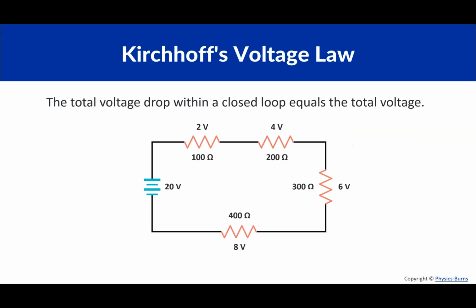All right, moving on. Now we're talking about Kirchhoff's voltage law. We've also learned about this, but the total voltage drop within a closed loop equals the total voltage. So if this is 20 volts, that means all the voltage drops need to add up to 20 volts. In this case, we have 2 plus 4, which is 6, 6 plus 6, which is 12, and 12 plus 8, which is 20. So they all add up to be 20.